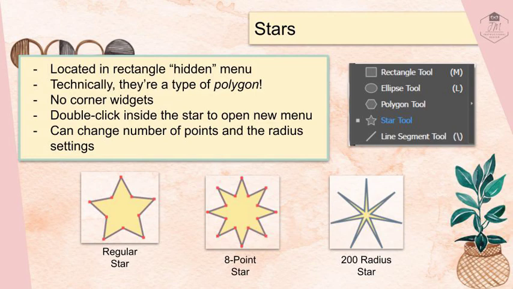Number 4, stars. The stars tool is also located in the hidden menu, and technically they are a type of polygon. Stars have no corner widgets. Double click anywhere on the inside of the star to open a new menu. From there, you can change the number of points of the star and the radius settings.